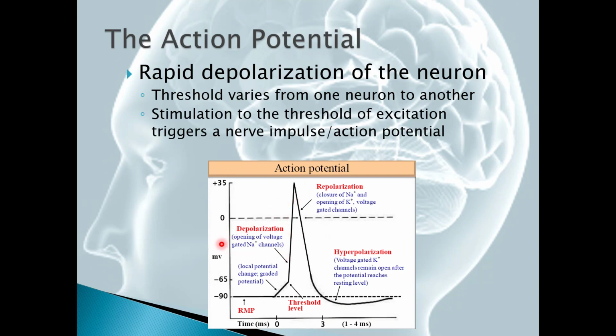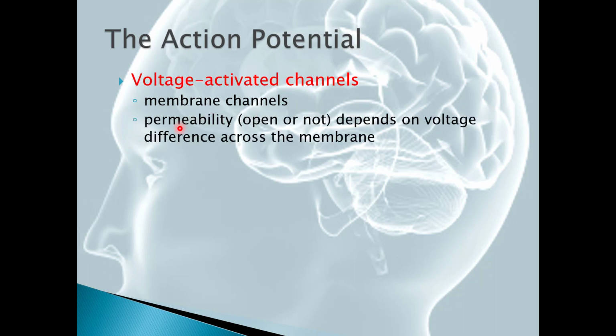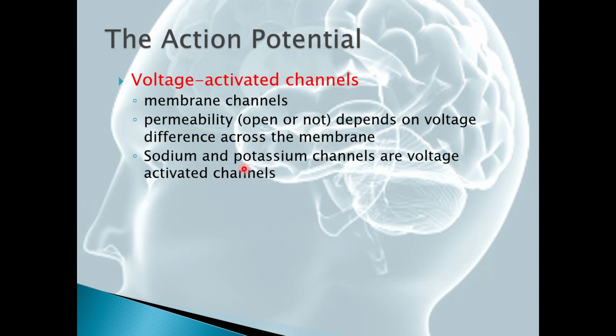And you can see here a little hint. It says it's the opening of the voltage-gated sodium channels. So these voltage-gated sodium channels are opened when the cell reaches threshold. So what allows this massive depolarization are those voltage-activated or voltage-gated channels that we've discussed. Remember, these are membrane channels. They're proteins embedded into the membrane. Their permeability, so whether they're open or not, whether they allow ions to travel across the membrane, depends on the voltage difference across the membrane.